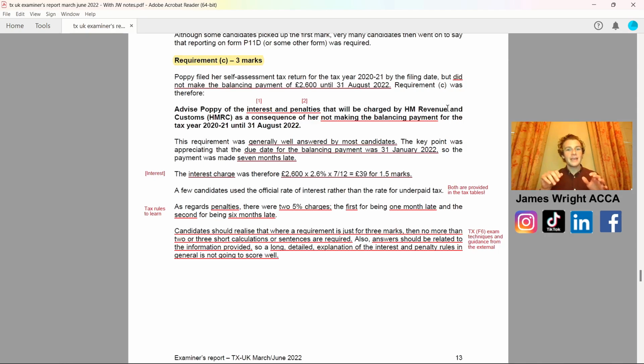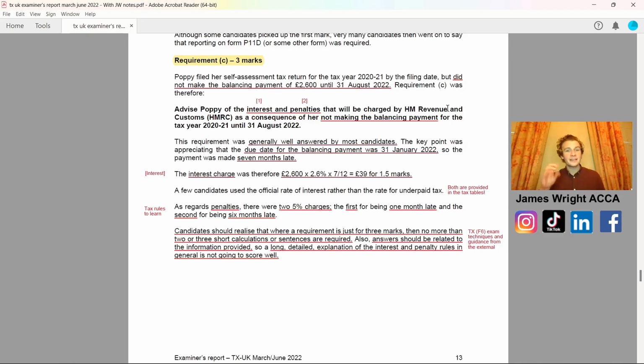The final aspect on here was not making the balancing payment. We also had, can you see my little 1 and 2 on there as to the interest and the penalties? So you had to break it down into where was the interest amount and where was the penalty. And candidates generally answered this correctly well, identifying that it was 7 months late. The interest charge, as we worked it out, apportioned on there for 1.5 marks, but both are provided in the tax tables for the actual official rate of interest. So again, you've got to get familiar using those tax rules. And in regards to the penalty, we had 2 5% charges, one for being 1 month late and the second for being 6 months late. So again, it's just identifying the rules.